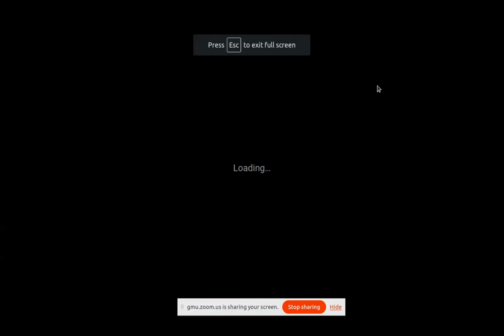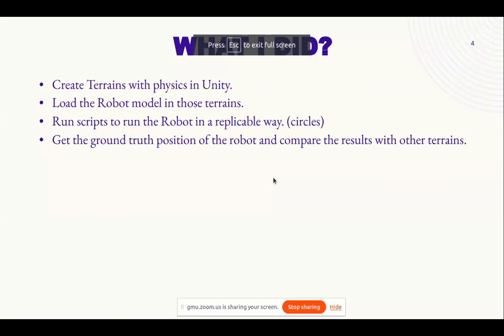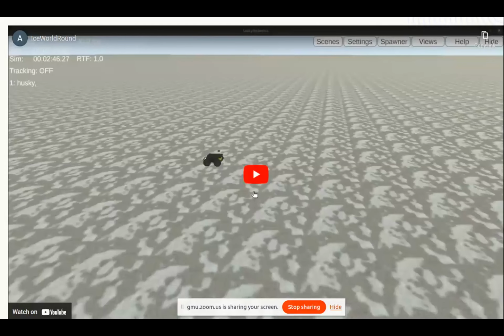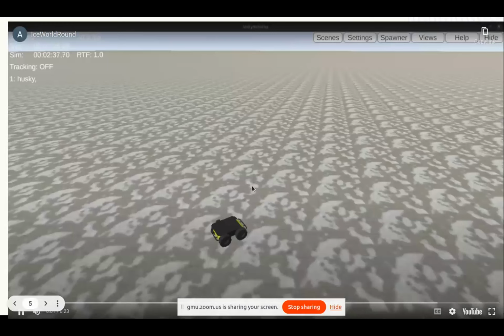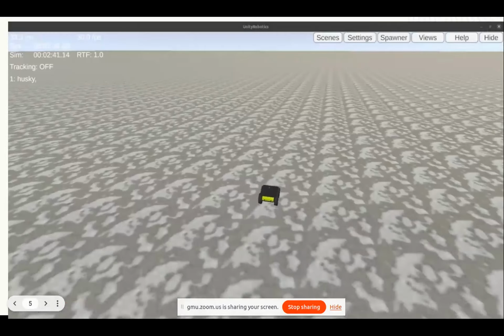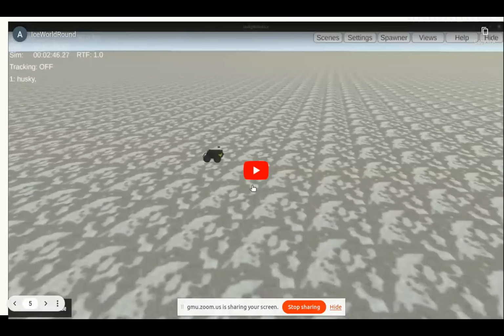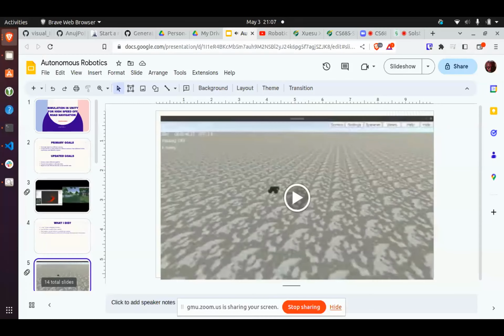So what I did was create terrains with the physics in Unity, and then load the robots on those terrains, and then run scripts to run those robots in a replicable way, which was circles, and get the ground truth position of the robot and compare the results with other terrains. So again, I wasn't able to play this video on the presentation before. Basically, I ran a certain script on different terrains. This is an icy terrain that I created. It has a low friction coefficient as compared to another terrain that I created, which was the grassy terrain. And the robot starts at the same position and goes around in circles so that I could trace the ground truth position of the robot and then compare it with other terrains.